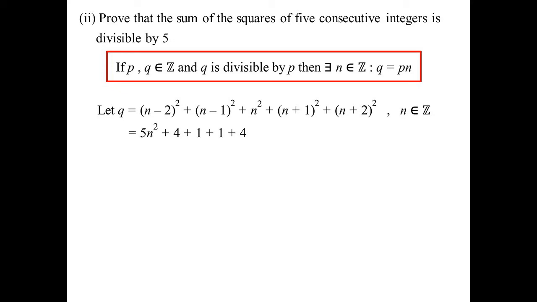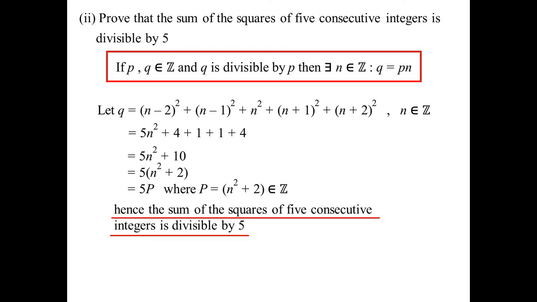I mean, it still would work if I'd gone n squared plus n plus 1 squared. It's just more algebra, I suppose, so this just makes life a little bit easier for me. So I have 5n squared plus 10. Remember, I want to show it's divisible by 5. Yes, I can factorise 5 outside because if n is an integer, we said it was an integer, so n squared plus 2 must be an integer. So, yep, I can write it as 5 times p.